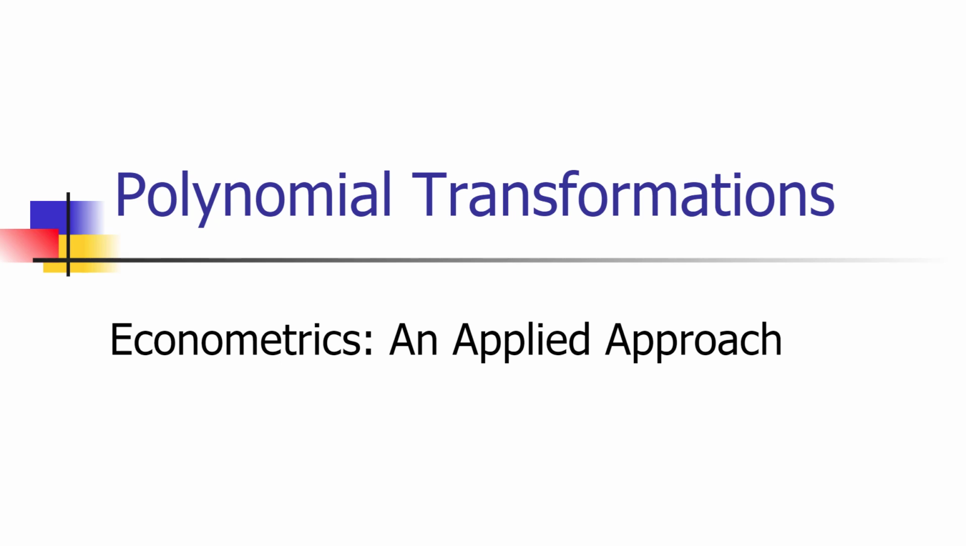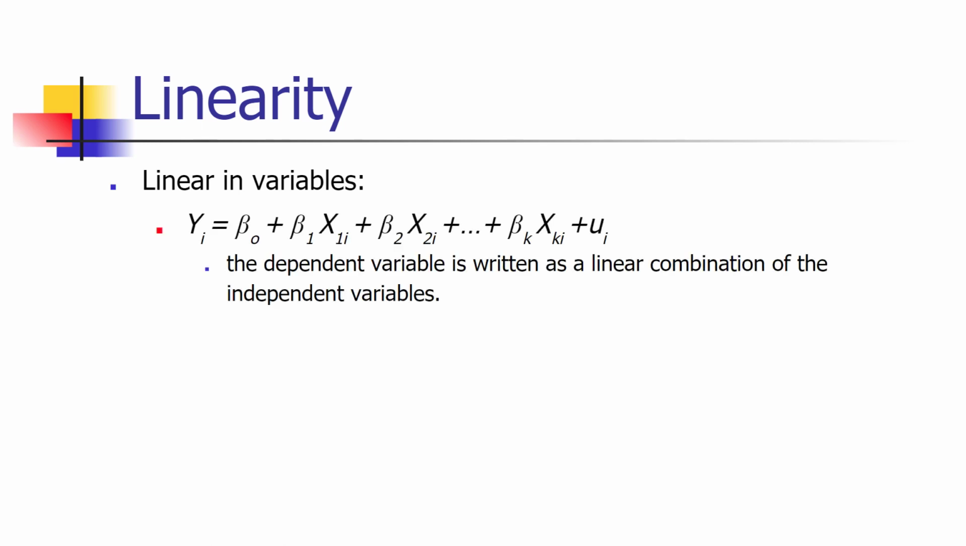In this video, we're going to discuss how polynomial transformations can be used to estimate nonlinear relationships using linear regression techniques. But before we do that, it's helpful if we define two different definitions of a linear relationship. We say that an equation is linear in variables if the dependent variable can be written as a linear combination of the independent variables, in this case x1 through xk.